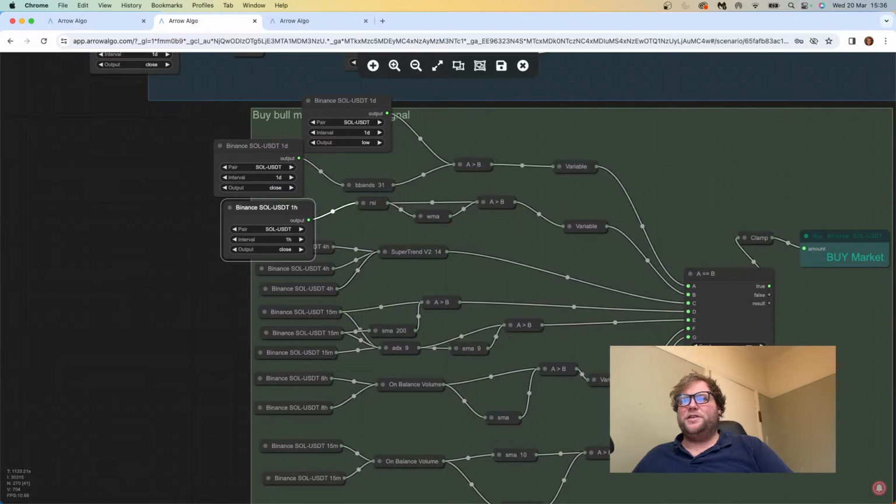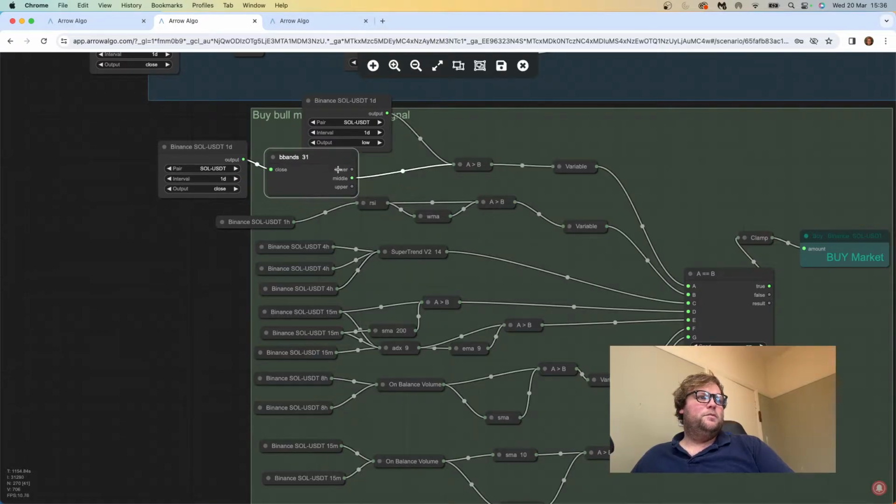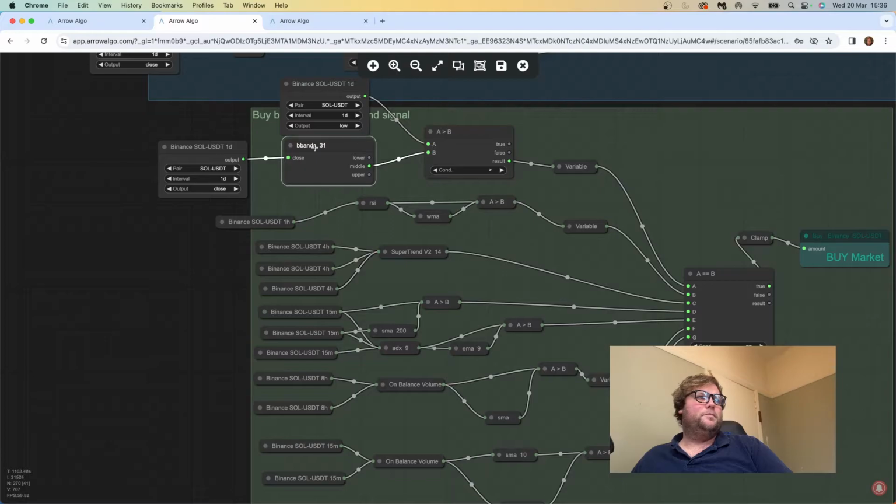So our first condition in here, we've got a 15-minute on balance volume. Let's start off actually with the Bollinger Bands. So the first one in here, again, we're looking at Bollinger Bands on a daily basis. And we're checking whether the low price is above the middle Bollinger Band.